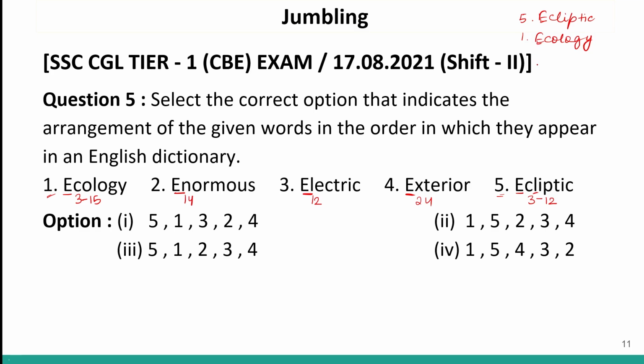Then the next word will be electric. Then the next word will be enormous. And the last word will be exterior. So the correct logic is 51324, and 51324 is given in option number 1. So option number 1 will be your correct answer. Clear?